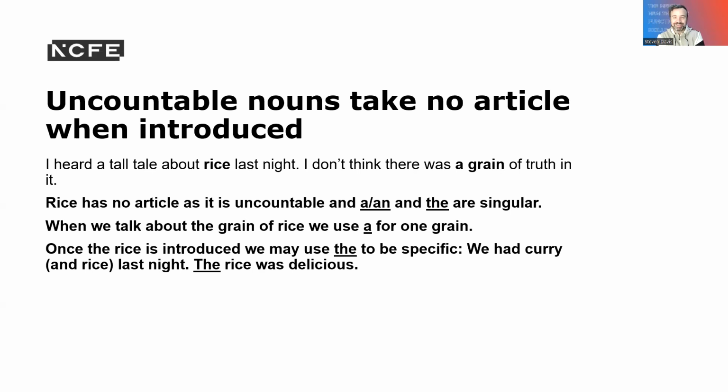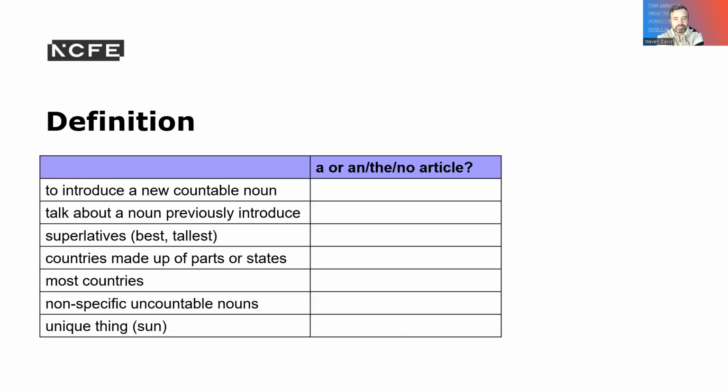Rice has no article. It is uncountable, and therefore a and an are singular. When we talk about a grain of rice, we use a for one grain. Once the rice is introduced, we may use the to be specific. We had curry and rice last night. The rice was delicious. I'm hoping that's as clear as mud.